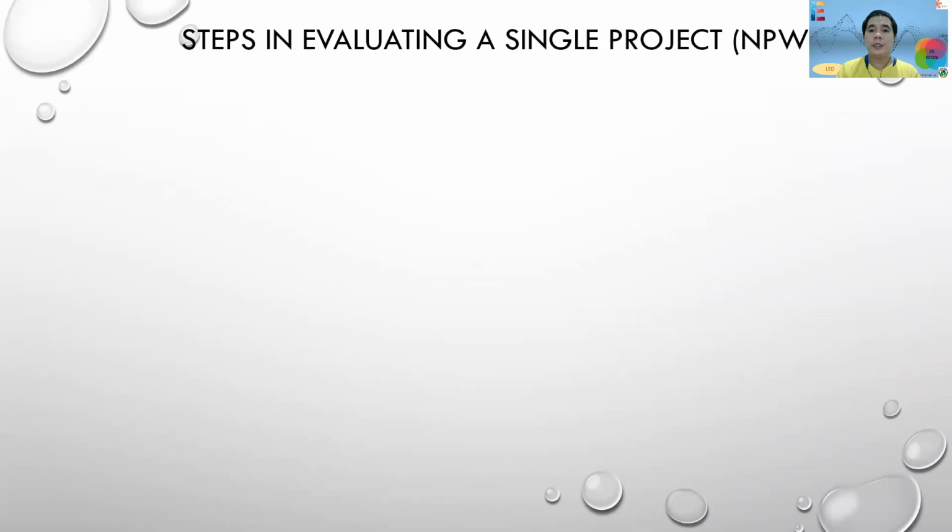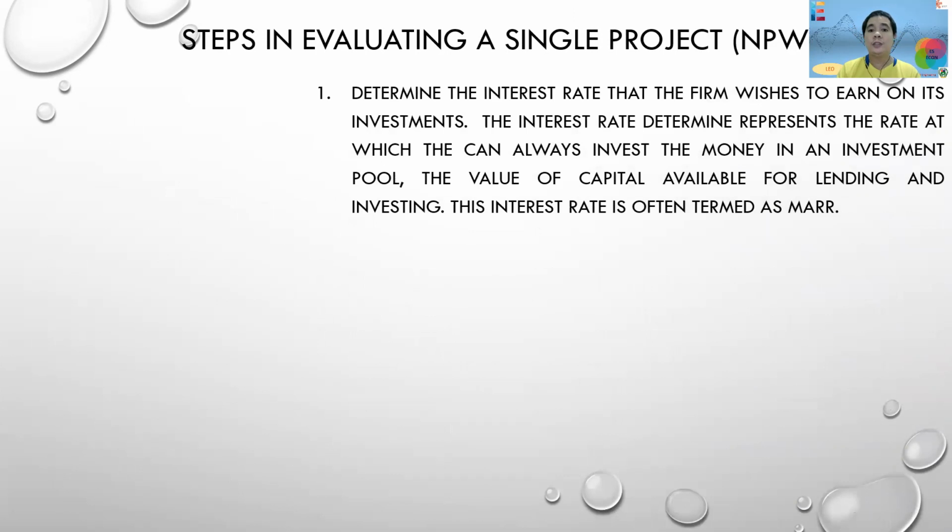So here are the steps in evaluating the net present worth of a project. First, determine the interest rate that the firm wishes to earn on its investments. The interest rate determined represents the rate at which the company wants to earn in this type of investment, the value of capital available for lending and investing. In other terms, they refer to it as MARR.